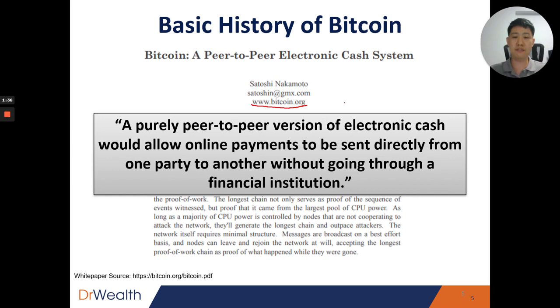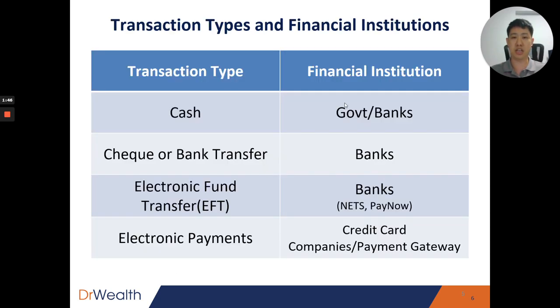So what is a financial institution, if you ask? Let me share with you some examples of financial institutions that we go through in our daily payment transactions. Here are different types of transactions that we go through every day. If you pay by cash, your financial institution will be governments or banks, because the cash itself is issued by the governments or banks depending on which country you are from or the cash is from. Next, we have the check or bank transfers, and these are usually issued by the banks because they are also processed by them as well.